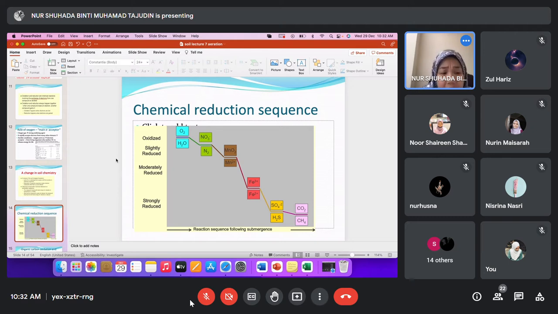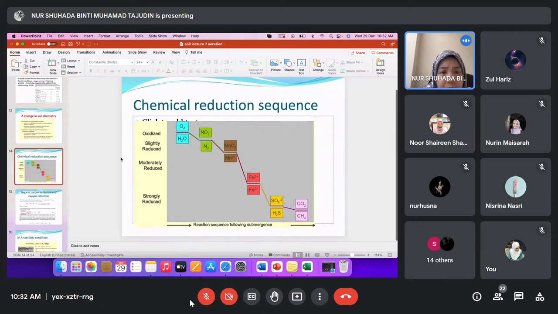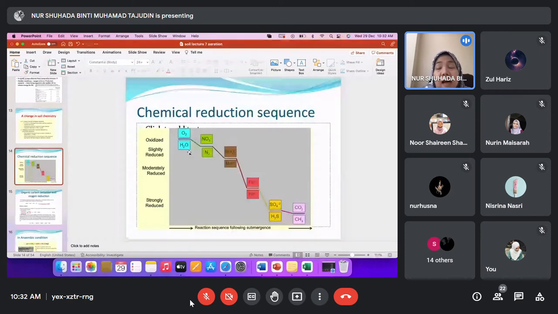There is some of it in here, but you have to listen. So oxygen will be changed to H2O. That's number one, meaning it has used oxygen as an electron acceptor. Number two is when the oxygen is finished. The water is still stagnant, the air is gone.